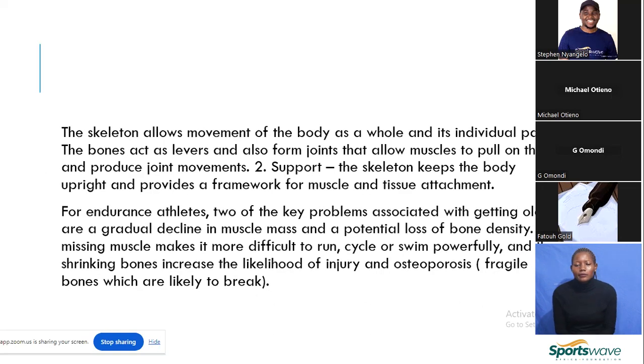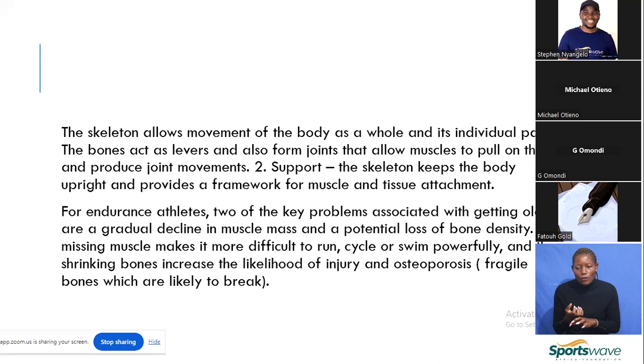Again, I've emphasized the bones act as levers and also form joints that allow muscles to pull on them and produce movement. The skeletal body upright provides a framework for muscle and tissue attachment. Endurance athletes, and I think this is where I emphasize osteoporosis, two of the key problems associated with getting older are a gradual decline in muscle mass and a potential loss of bone density.